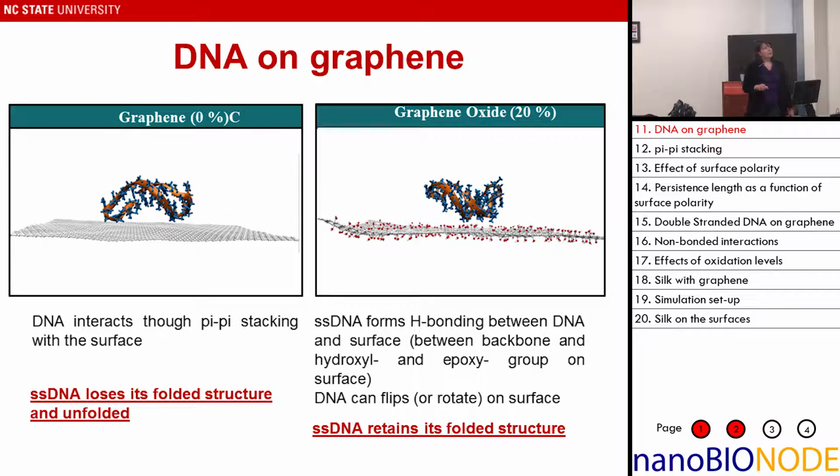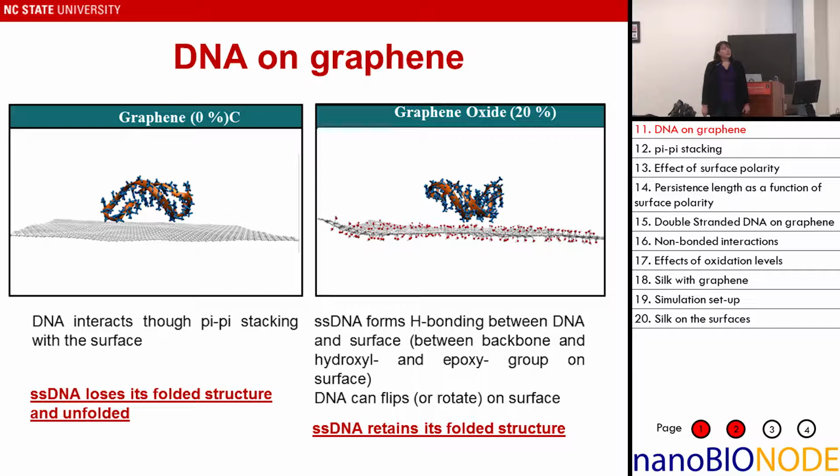However, on the graphene oxide, we see again DNA adsorbs on the surface. It forms hydrogen bonds here, and then basically retains all these pi-pi interactions that are formed there. So we see that, again, on graphene, single-stranded DNA loses its original folded structure, and on graphene oxide, the 20% graphene oxide, it actually remains almost intact. It can flip and rotate on the surface.